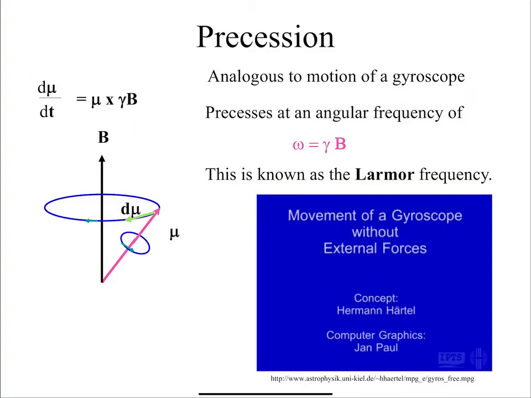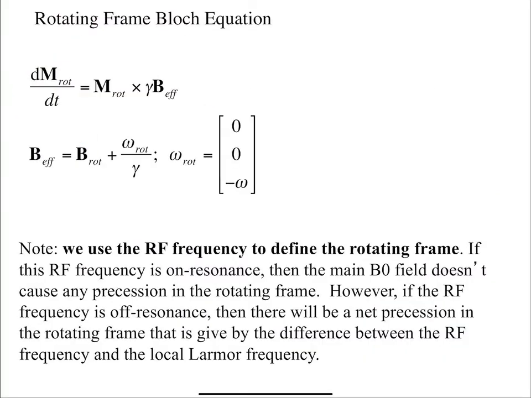So previously we've talked about the precession. This is precession in the laboratory frame. It turns out that you can rewrite precession in the rotating frame, and this is the precession in the rotating frame. It actually has the same form, but it's got m rotation times now gamma B effective. And so today what we're going to do is introduce this concept of the effective field that is felt.